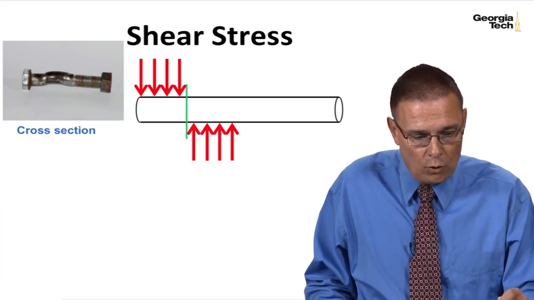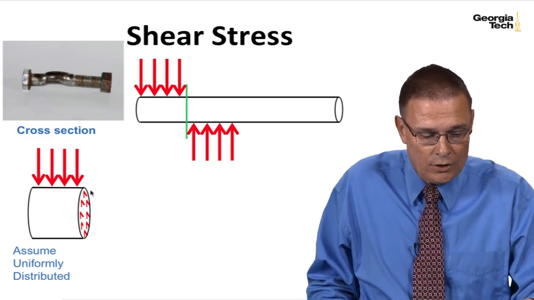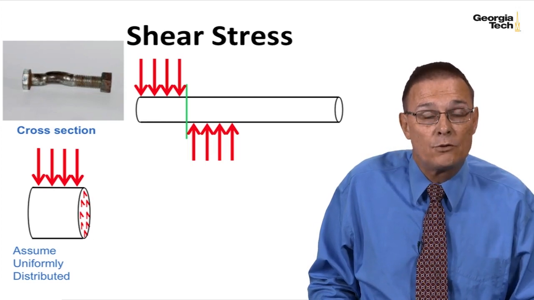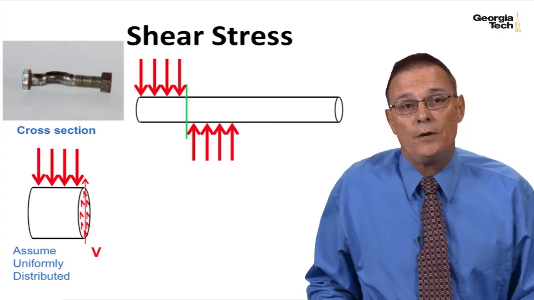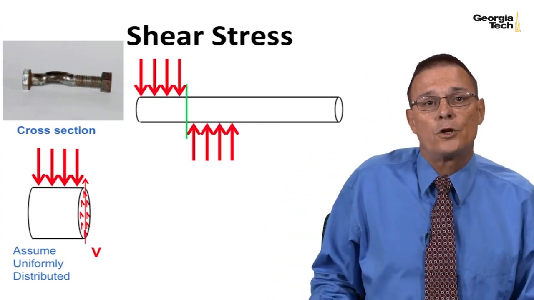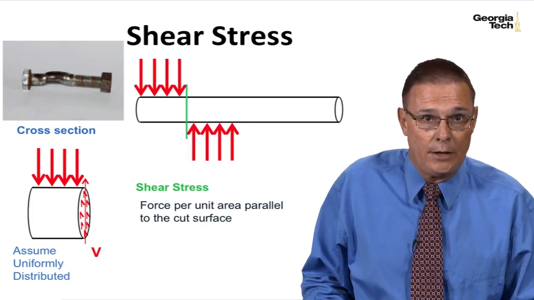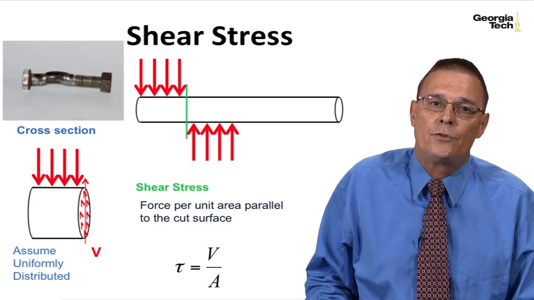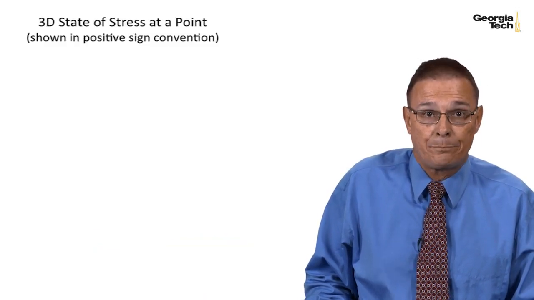When we do a cross section, we see that we have stresses along the face, parallel to the face. We assume that they're uniformly distributed like we did before. The total force is equal to V and counteracts the external force being applied. Shear stress was defined again as the force per unit area parallel to the cut surface, and it was given the symbol tau. So tau is equal to the shear force V over the cross-sectional area.